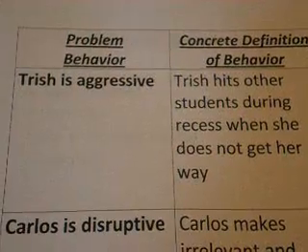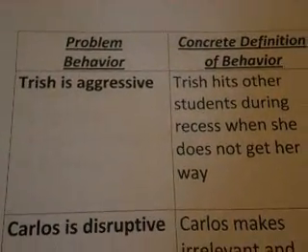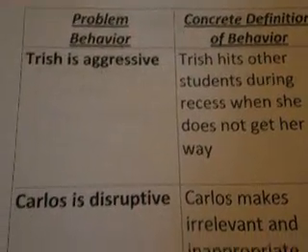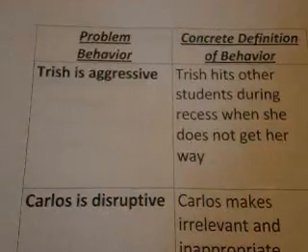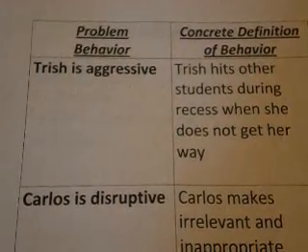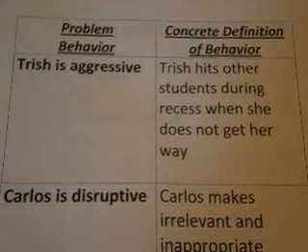The first step is to define the problem behavior. A well-defined behavior is necessary when communicating with the functional behavior assessment team. It should be defined in specific, observable, and measurable terms, or something you could see or count. The column on the left shows problematic behaviors such as aggression, disruption, and hyperactivity. When explaining the behavior to the team, it should be a concrete definition.